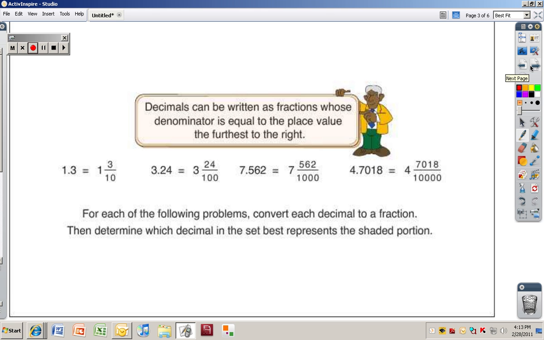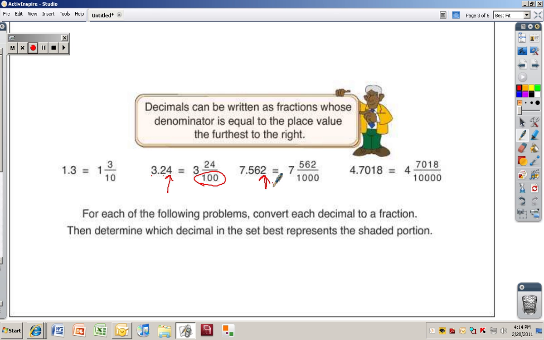And let's keep going. Decimals can be written as fractions whose denominator is equal to the place value the furthest to the right. So 1.3 is 1 3/10, 3 24/100. In other words, the furthest spot to the right is that spot right there. That's the hundredths place. So the 100 comes down here, 3 24/100.